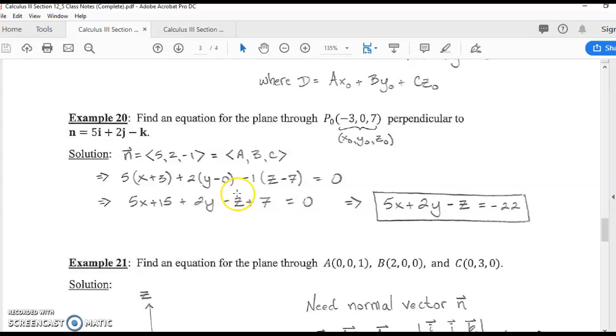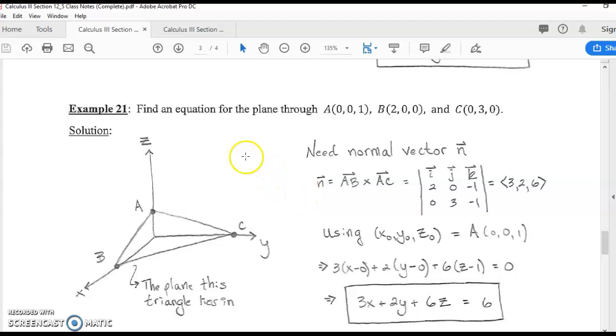And that equals 0. And then I can simplify that by distributing the 5, the 2, and the minus 1. So I get 5x plus 15 plus 2y minus z plus 7 equals 0. Bring all the constants to the right-hand side. I get 5x plus 2y minus z equals minus 22. Again, this is the component simplified equation. That's usually what we like to write as the final answer.